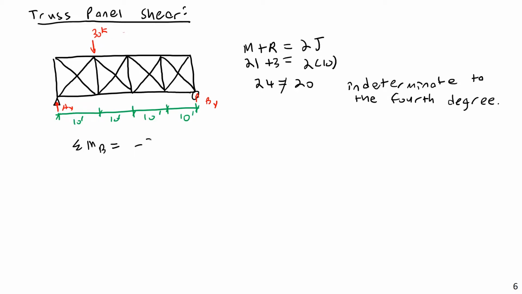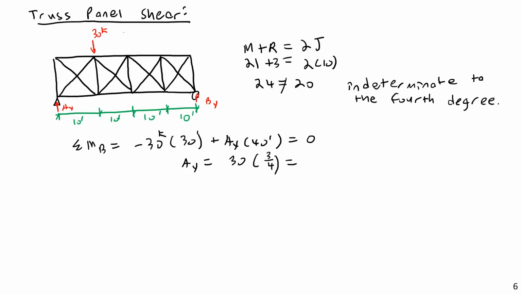If I do a sum of moments about B, what is that going to be? I'll have negative 30 kips times 30 feet, plus AY times 40 feet equals 0. And so AY then is going to equal 30 times 3 over 4, right? Oh, sorry about that. 30 times 3 over 4, it looks about right. And so then what is that? That is 22.5, thank you. Which means that BY, by simple sum of forces in the vertical direction, will equal 7.5 kips. So I know the force on the left and the force on the right.